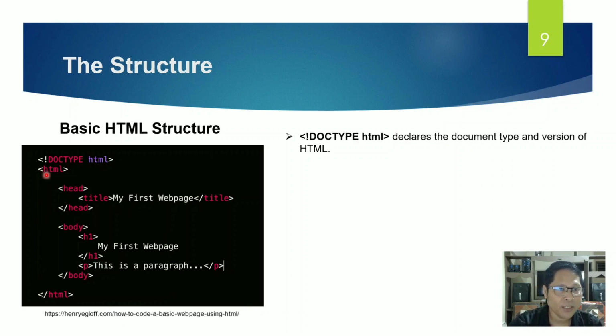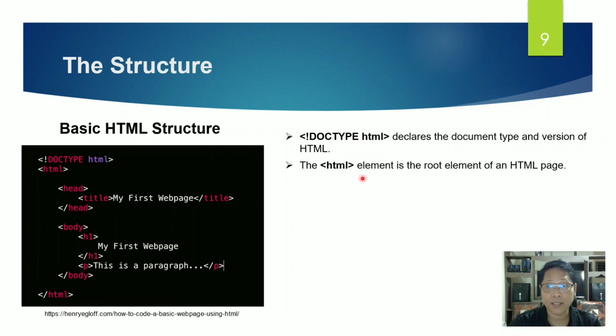Next we have the HTML, the opening HTML and the closing HTML here. The HTML element is the root element of an HTML page. So this one is the root, meaning HTML is the parent of the head and the body here. The head and body are the direct children of this HTML.